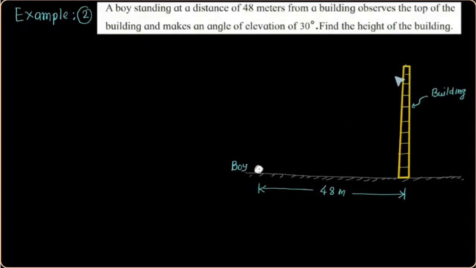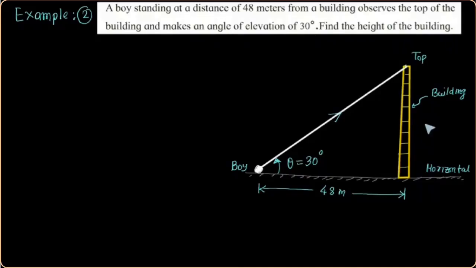So the boy is observing the top of the building. So the line of sight will be like this. So this is the top of the building and the boy is observing the top of the building. So the boy is making the angle of elevation. This is the angle of elevation, let's say theta, which is equal to 30 degrees. Okay. As the definition says, the angle made above the horizontal line, this is the horizontal, friends. So the angle above the horizontal is the angle of elevation, which I am calling theta. Okay. So the angle of elevation given is 30 degrees. So we have to find the height of the building. This is the height of the building we have to find. Now I will give the naming.